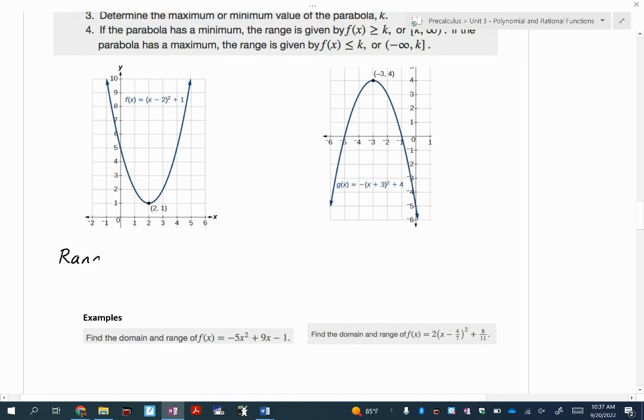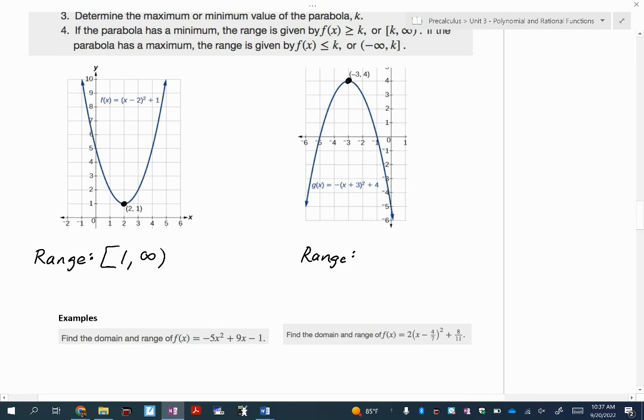I'm not going to do the domain for these because they're the same, right? It's always all real numbers. But let's talk about the range for a parabola that opens up as opposed to a parabola that opens down. You'll notice when it opens up, this vertex is what we call a minimum. So our lowest y value is 1, and our highest y value would be infinity.